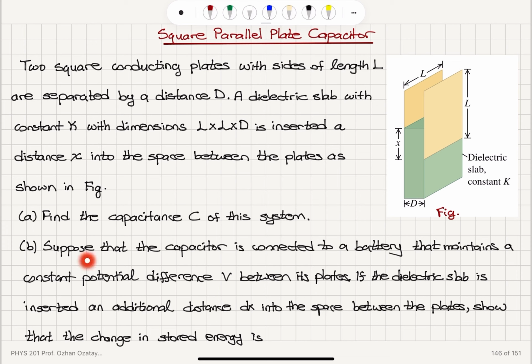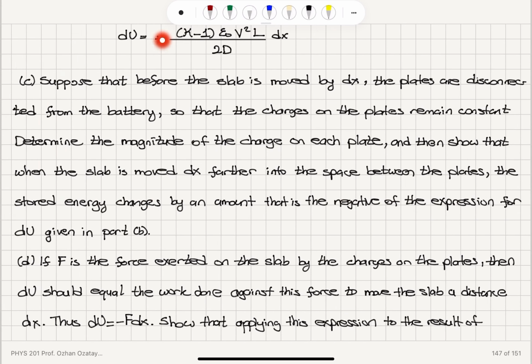Part B, suppose that the capacitor is connected to a battery that maintains a constant potential difference V between its plates. If the dielectric slab is inserted an additional distance dx into the space between the plates, show that the change in stored energy is dU equals plus (kappa minus 1) epsilon 0 V squared L over 2D dx.